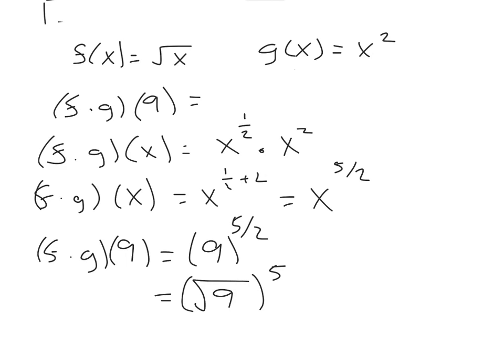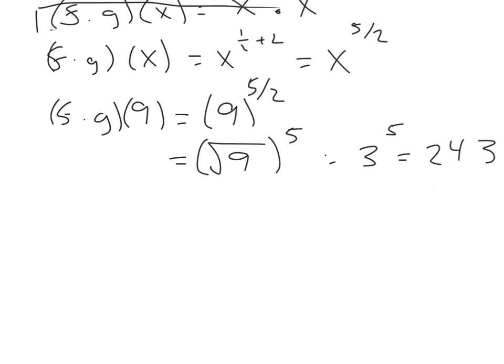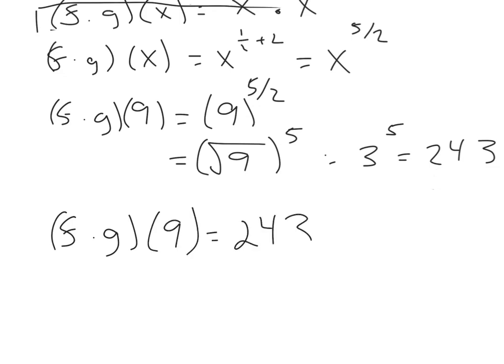So looking at this right here, the square root of 9 is 3. 3 to the 5th power. Let me type that into my calculator real quick. And I got 243, okay? So the official answer for this is that f times g of 9 is equal to 243.